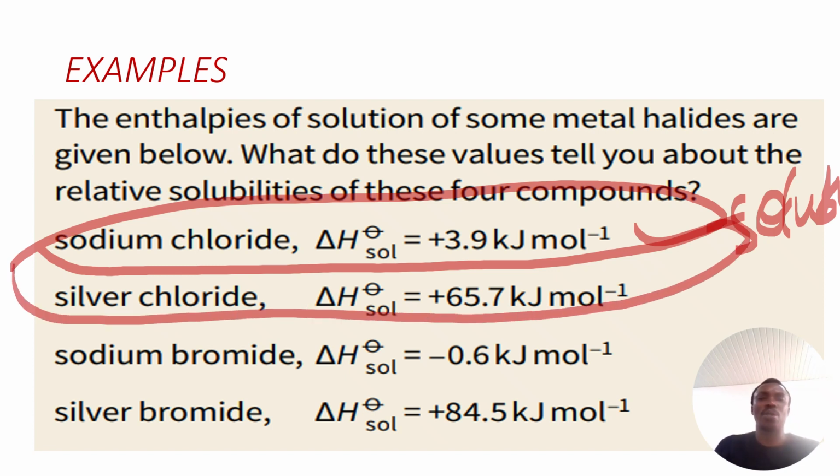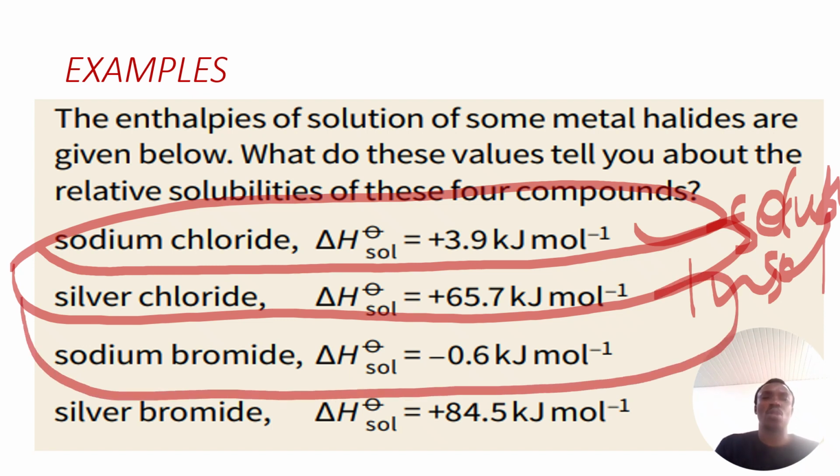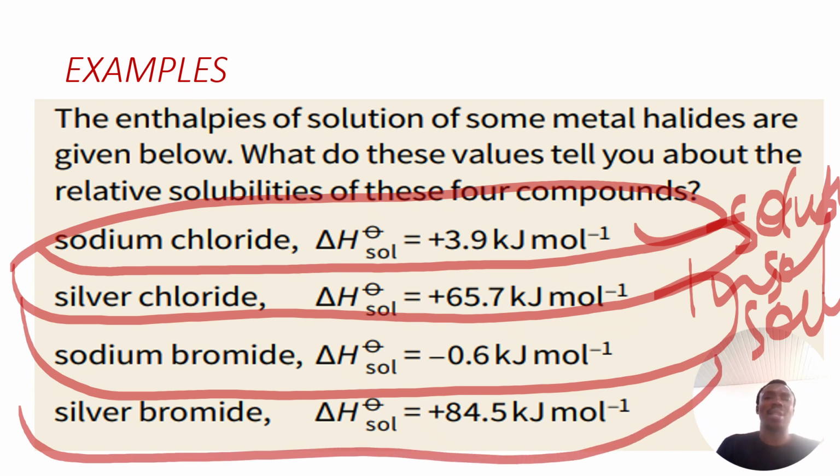Then silver chloride has a large positive value. The enthalpy change of solution is large. So it is said to be insoluble. Then for sodium bromide, the enthalpy change of solution is minus 0.6 kilojoule per mole. So it is negative. We say that one is soluble in water. Then silver bromide has a large positive value. So it is insoluble. So with the help of the enthalpy change of solution, we can tell if an ionic compound is soluble or insoluble.